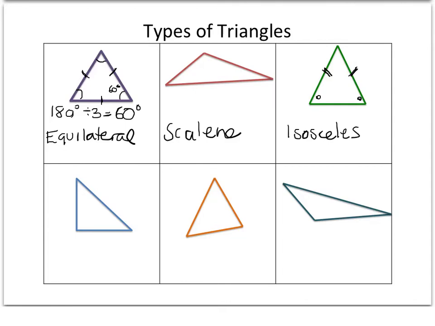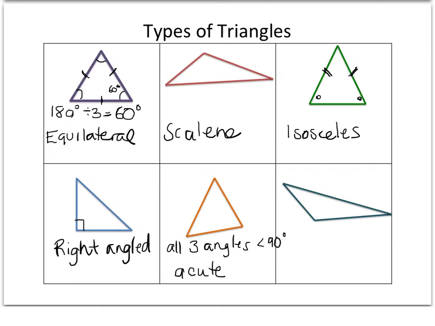Okay, the next 3 triangles are named by the angles that are in them. So in this blue one here, if we have a triangle with 1 right angle, it's called a right angle triangle. And if we have a triangle where all 3 of the angles are acute, so all 3 angles are less than 90 degrees, then that is called an acute triangle. And if we have a triangle where one of the angles is obtuse, so one angle is greater than 90 degrees, then we have an obtuse triangle.